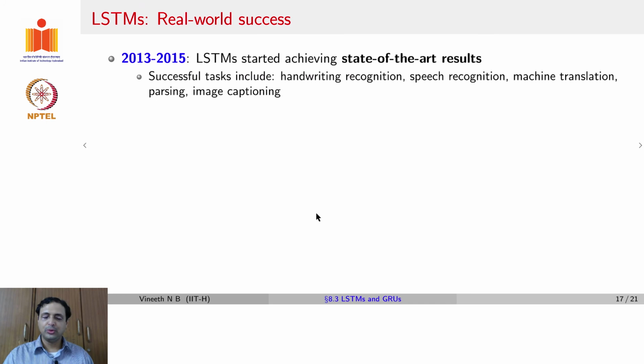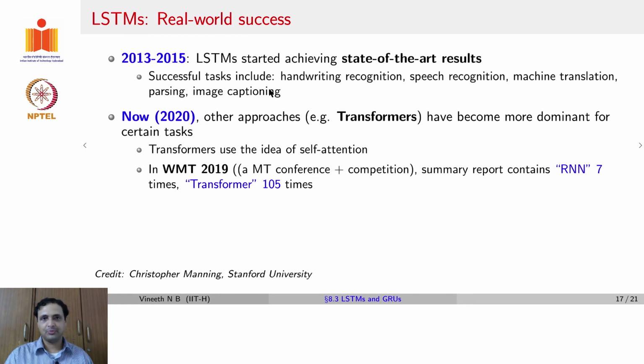Over the last few years, especially between 2013 to 15, LSTMs started achieving state-of-the-art results on various applications such as handwriting recognition, speech recognition, machine translation, parsing, image captioning, so on and so forth, that they started becoming the default choice for doing sequence learning.